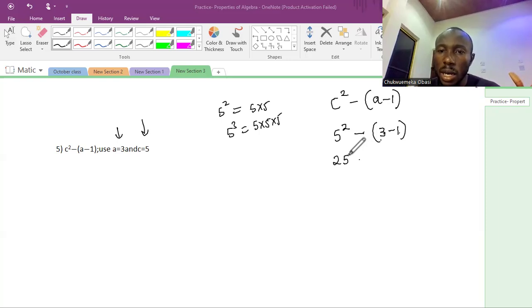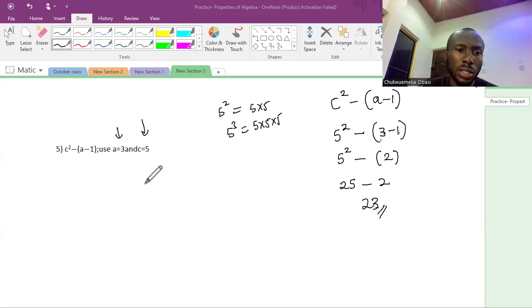Actually, I should have started out with the 1 in the bracket, right? That is what you would say. So let's just follow that order. So this is 5 squared. And doing the one in the bracket, 3 minus 1 is 2. So we have 2 right here. Now, the next one is exponent from the PEMDAS. So 5 squared is 25. And 25 minus 2 will give us 23. So this is the answer to this question. 23 is the correct answer.